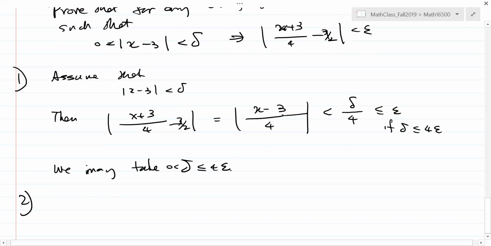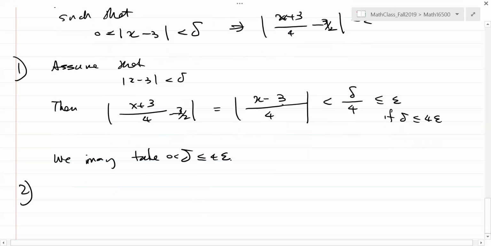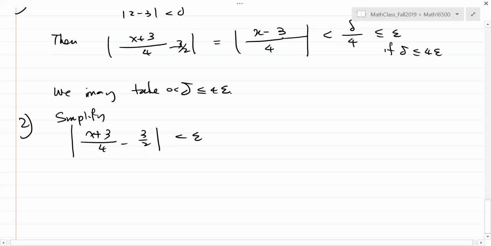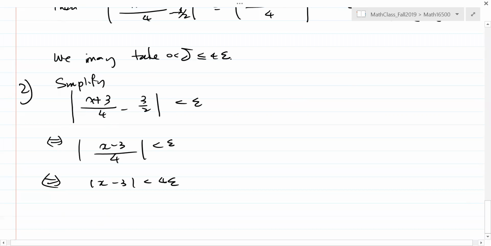Okay, that's one way. This is the first method. The second method is you can determine delta directly. I want to simplify this inequality, absolute value of (x plus 3) over 4 minus 3 over 2, to see what we can get. After we simplify, we will get absolute value of x minus 3 less than epsilon, right? And then x minus 3 less than 4 epsilon.